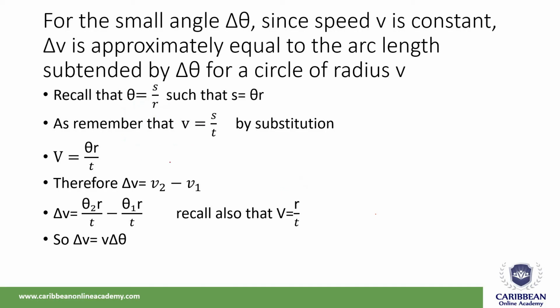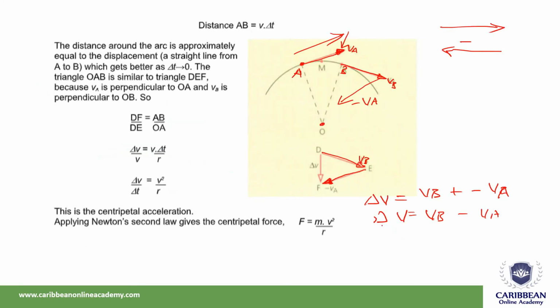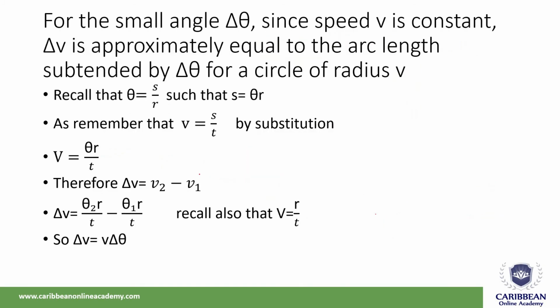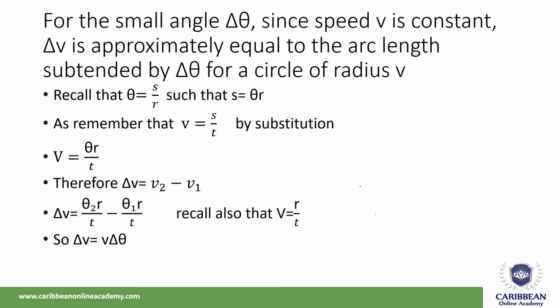So just a while ago, we came up with this thing to say that our change in velocity is equal to VB minus VA, right? If I were to look at this diagram, it is the same thing we had a while ago, referring to this diagram, right? So if I were to consider this diagram, the change in velocity would be V2 minus V1, right? So our delta V is going to equal V2 minus V1.